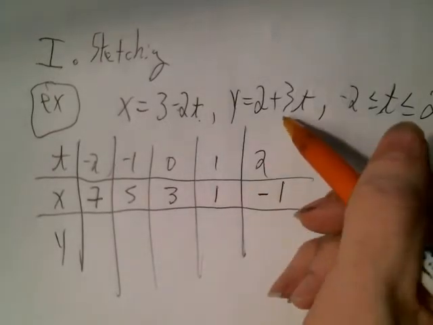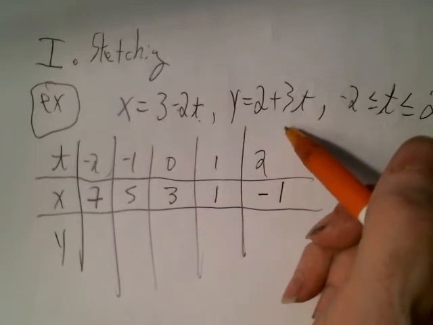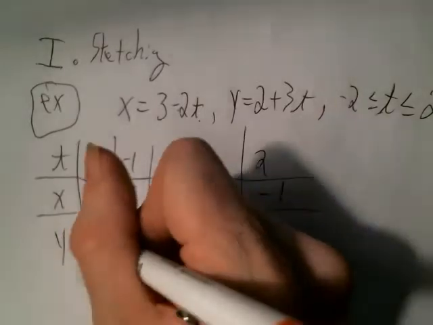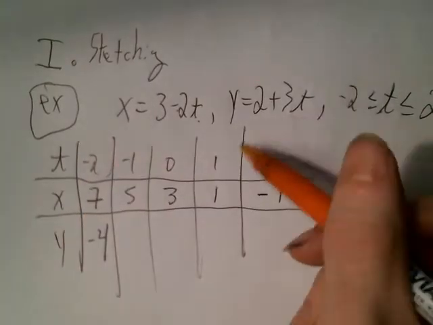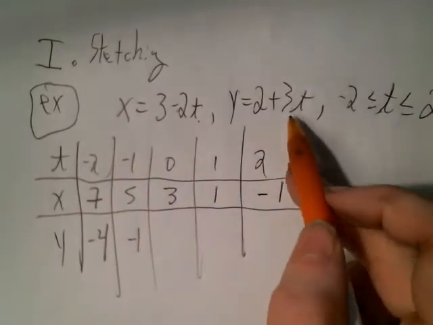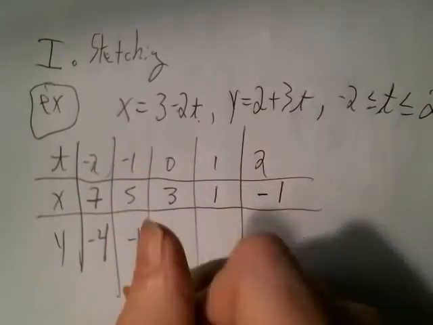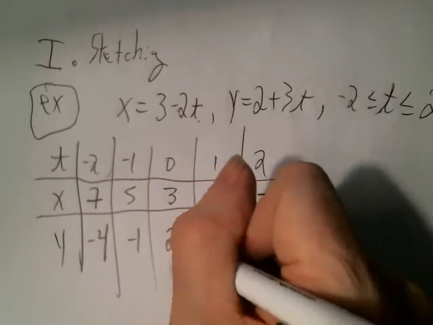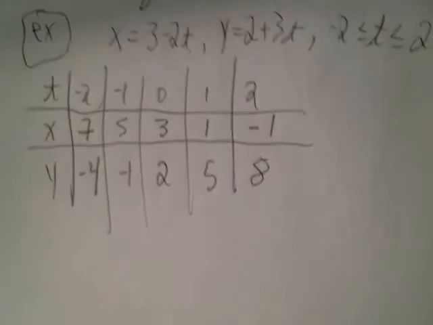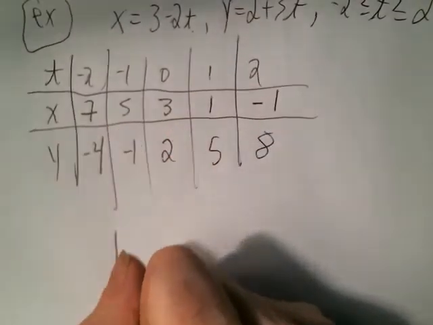Okay, then you can get the corresponding y values. So when it's -2, you get 2 plus -6, which is -4. And then when you plug in -1, you get 2 minus 3 is -1. So the slope here this time is +3. So go up 3 every time. So this would be 2, and then 5, and then 8. Okay, so we can go ahead and plot this.